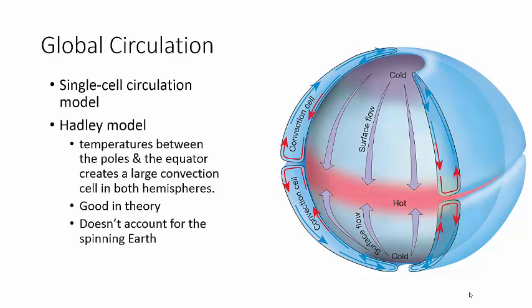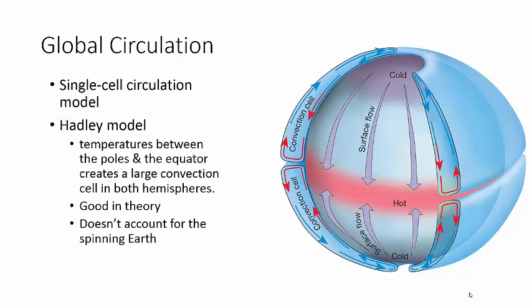Right, so if the world was a water world, we would have something called the single cell circulation model. And the first person that thought about that was Hadley. He basically thought, well, the equator is hot and the poles are cold, so it's going to be just convection that goes from the hot to the cold. Right, that makes sense. So hot air would rise, cold air would sink, and it would go from the equator to the pole in both directions.